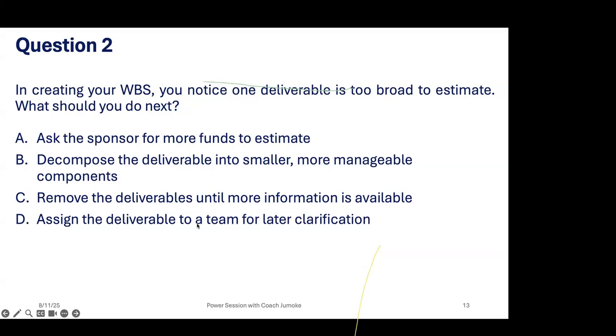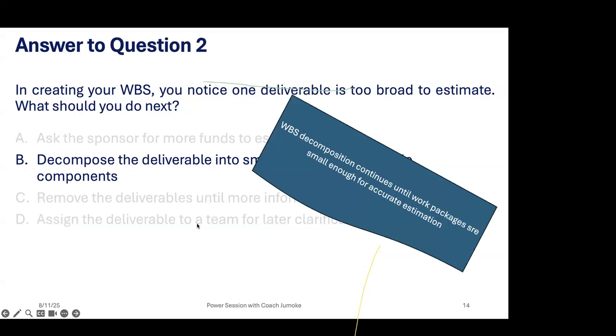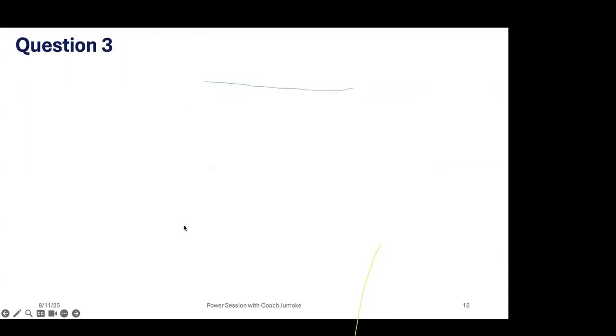All right. The answer is B, and most of you, if not all of you, did choose B. WBS decomposition continues until work packages are small enough for accurate estimation. All right, question 3.